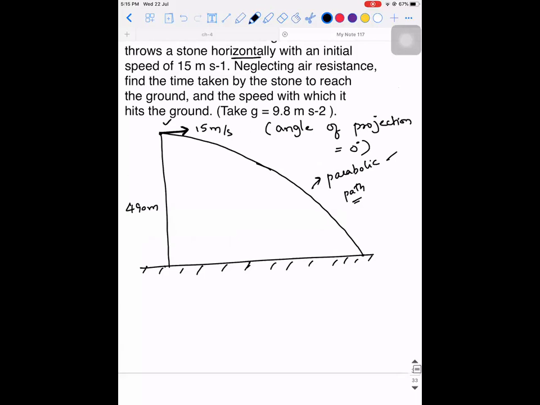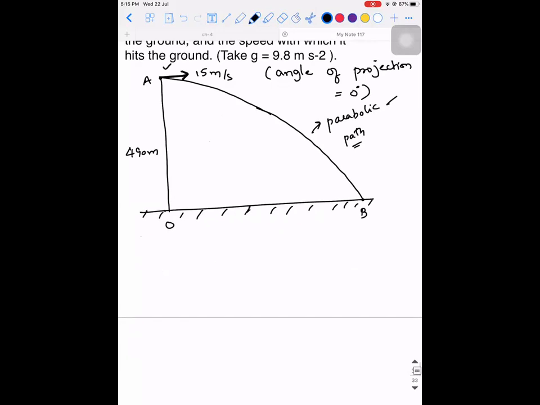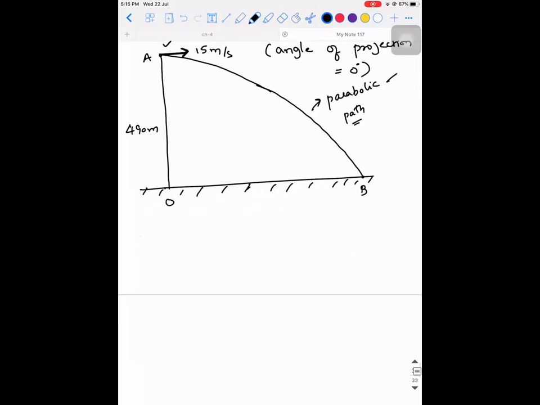Now they're asking how much time does it take for the particle to travel from O to A? Or let me say this is A and this is B. How much time does it take for the particle to travel from A to B? Can you tell me? I will apply S is equal to ut plus half at square along the y direction. So Sy is equal to uy into t plus half into ay into t square.